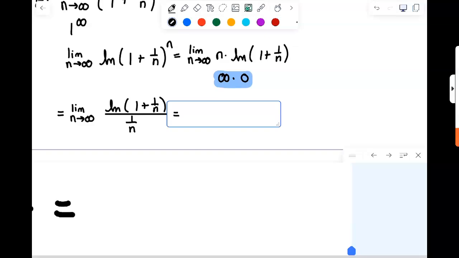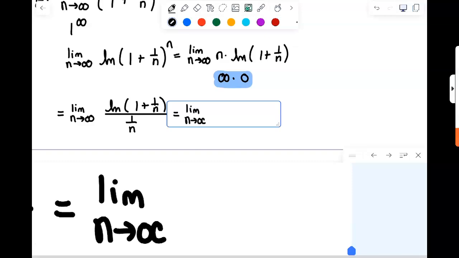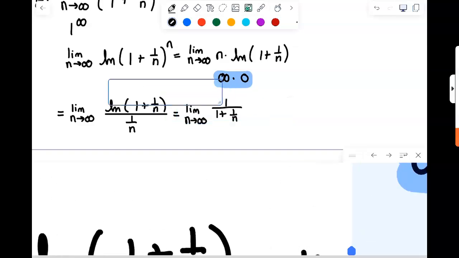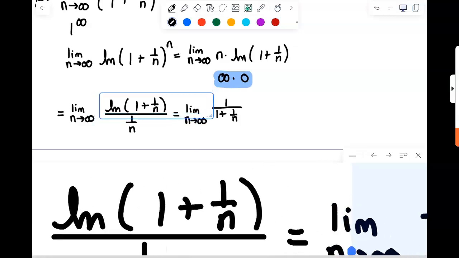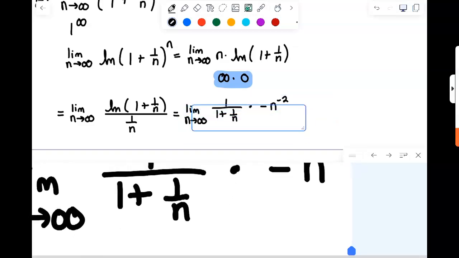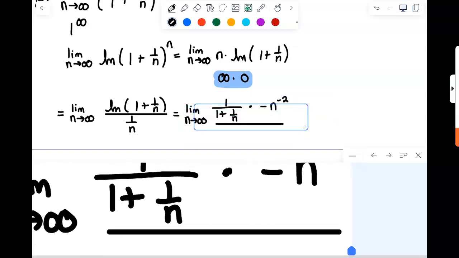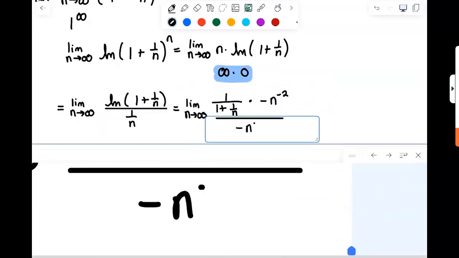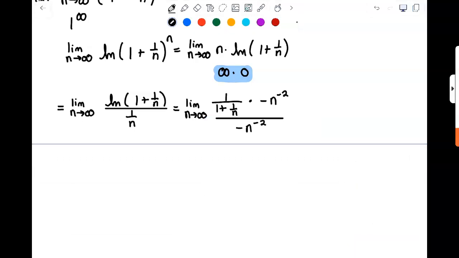rule. So it would be the derivative of the top. So limit as n goes to infinity of 1 over the stuff on top times the derivative of the stuff on the inside. That would be the derivative of 1/n, or n to the minus 1, which would just be minus n to the minus second. And that's all over the derivative of 1/n, which is also just minus n to the minus second. And so we're able to make those minus n terms go away.